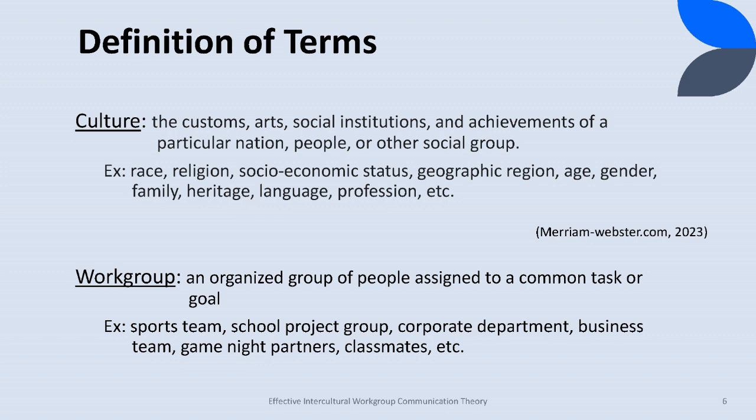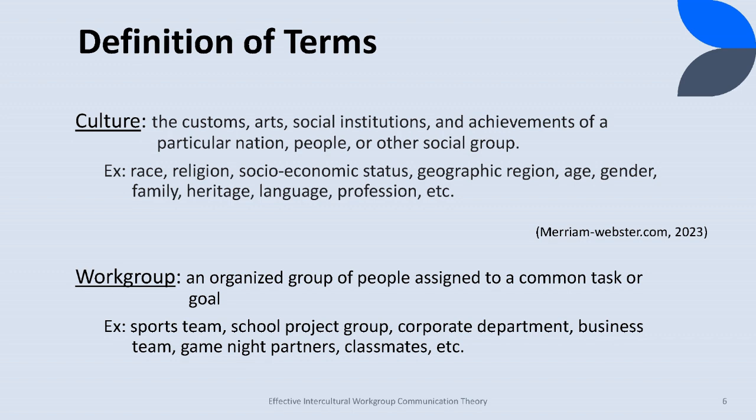As far as some terms go, one of the things we want to look at is what is culture. When we say it's an intercultural work group, culture is really the customs, arts, social institutions, achievements of a particular nation, people, or other social group. And that's the dictionary definition, like we find in the Merriam-Webster dictionary. But these social groups could be race, religion, socioeconomic status, geographic region, age, gender, family, heritage, language, profession, any kind of group. It might be a fandom or a team, whatever group we're looking at.